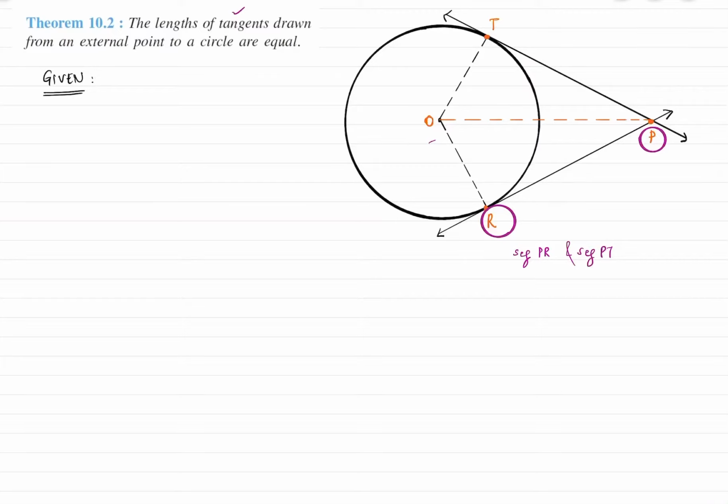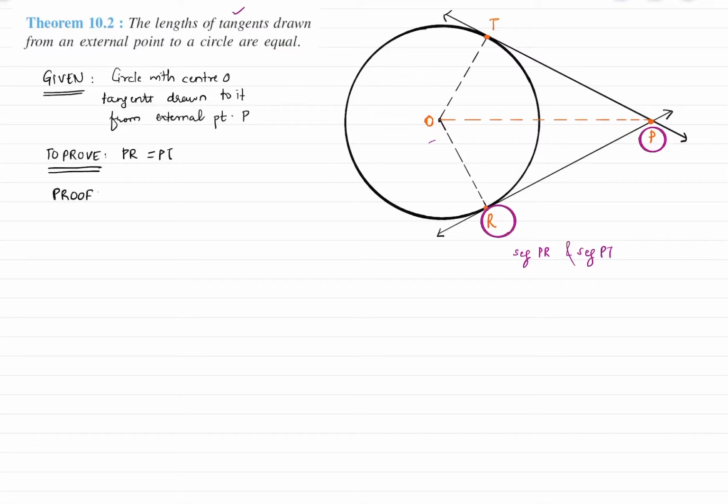So in our case, I'll say given that a circle with center O, tangents drawn to it from external point P, and we have to prove PR is equal to PT.